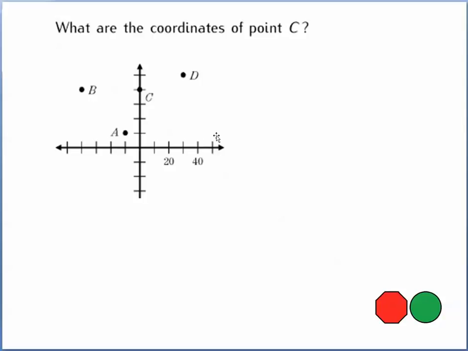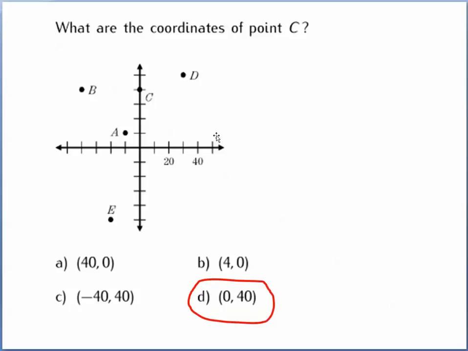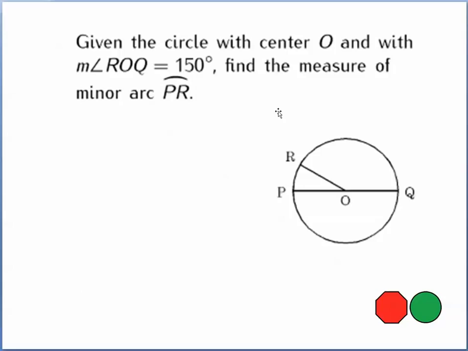What are the coordinates of point C? Click on the stop sign. All right. We know that x is 0, but in order for us to know that the y coordinate is 40, we had to recognize that each one of these marks here was worth 10. So we go 10, 20, 30, 40. X is 0, y is 40. Click on the stop sign.